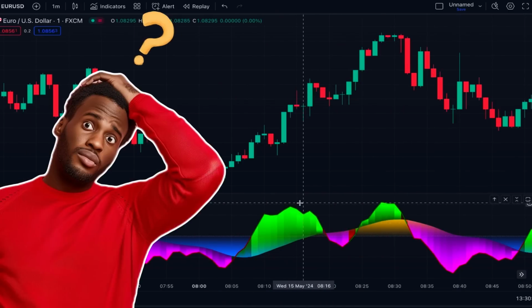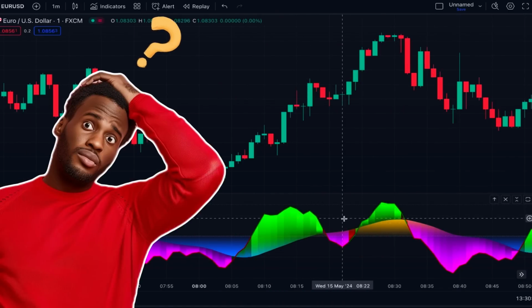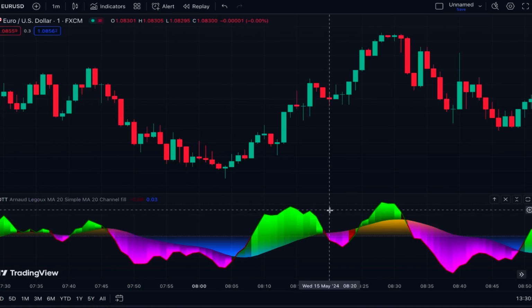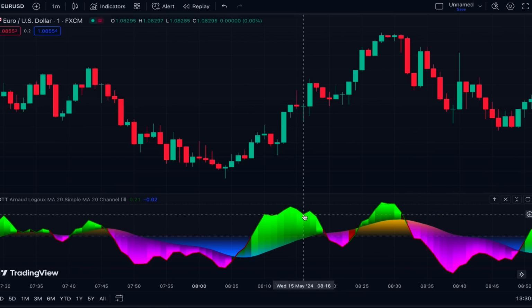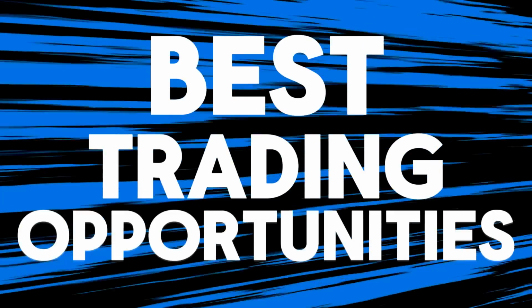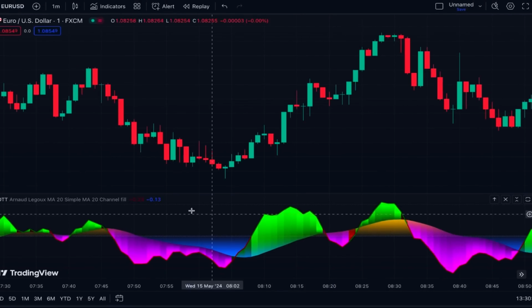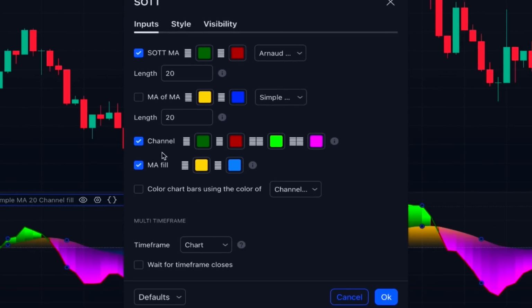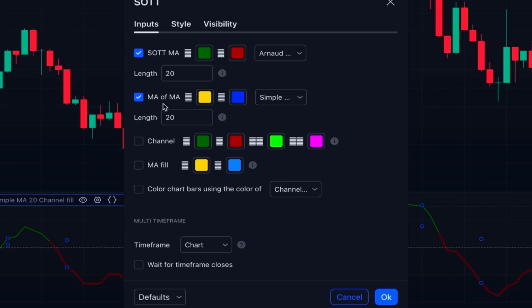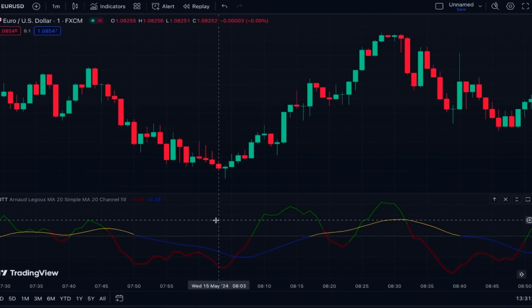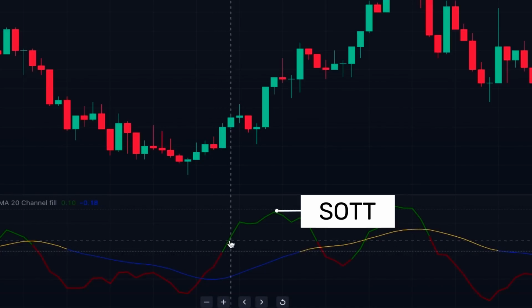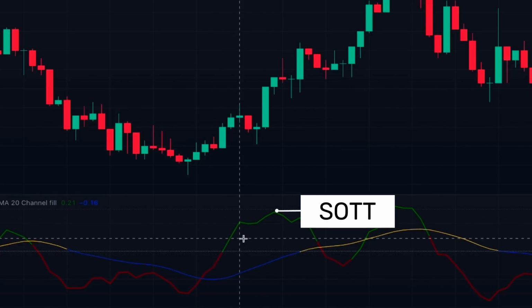At first, it may seem a little confusing because there are different components and colors, but don't worry, I explain all of them now and teach you how you can effectively use this indicator to find the best trading opportunities in the market. First, we go to the settings of the indicator and we remove the colors of background, and we also add MA of MA. So now I can better show you the two components of this indicator, and then I will explain about the background colors.